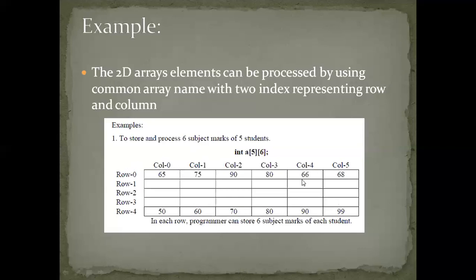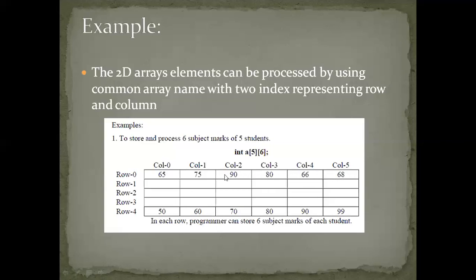Inside the table, whatever is there is what we call a data element. In row 0, we have entered the student information, which is all about subjects and marks. Imagine that student 1 has 6 subjects. For the first subject the student has got 65, second subject 75, third subject 90, then 80, 66, 68.